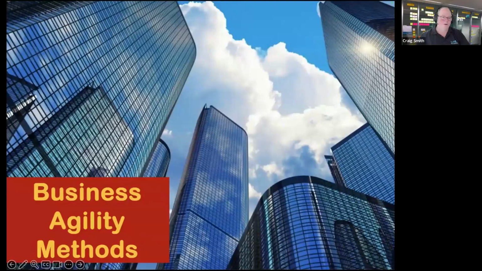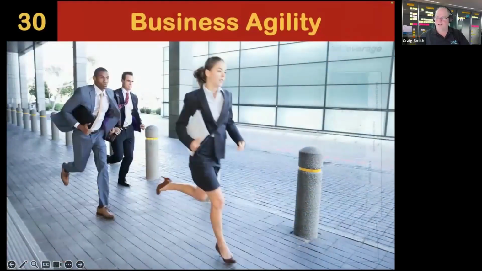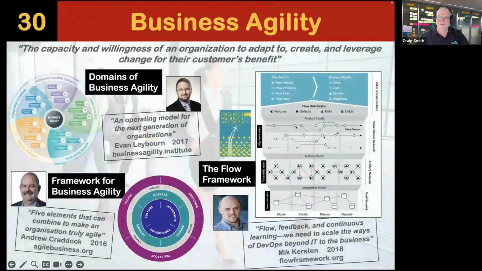All right, let's take a look at business agility methods, particularly business agility, which I'm not sure is the right name for this, to be perfectly honest with you. But look, the Business Agility Institute is probably the leader in this. Evan Leybourn, based out of Melbourne, has the domains of business agility. In fact, they've just updated this diagram to look more like a square than a circle, but the stuff in there is the same. All the things inside that circle are things that you need to think about.